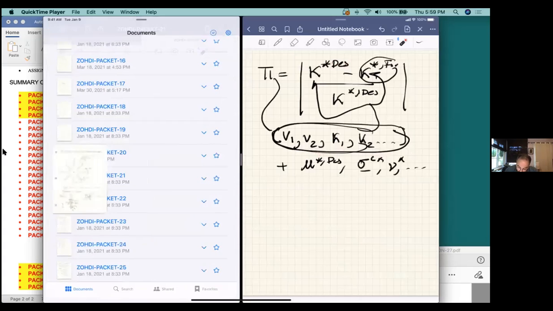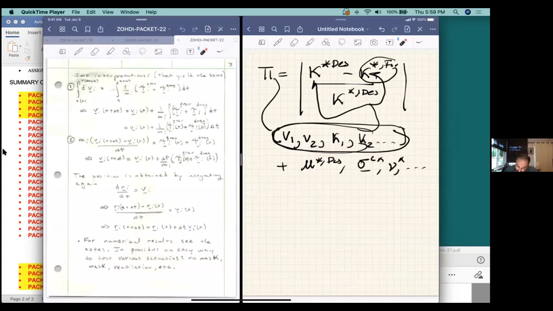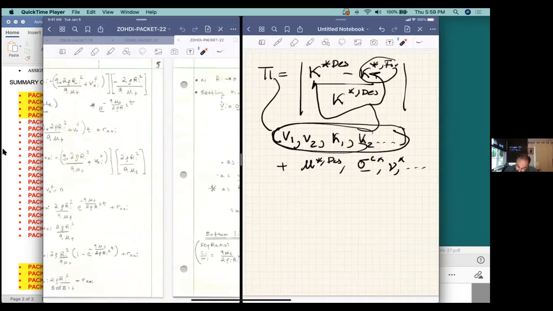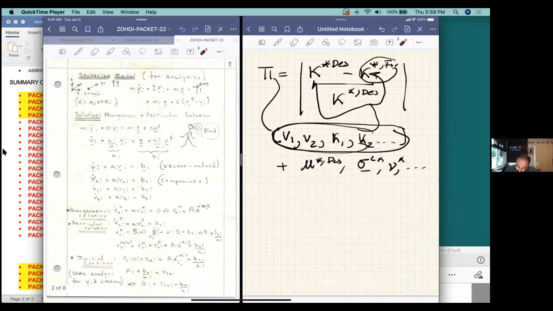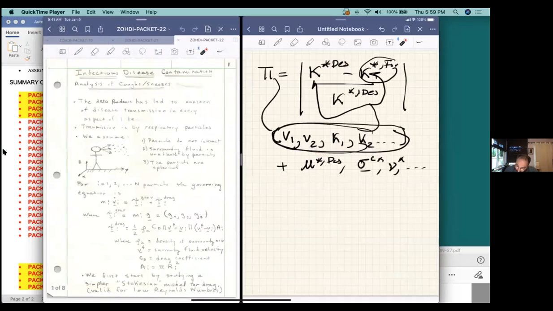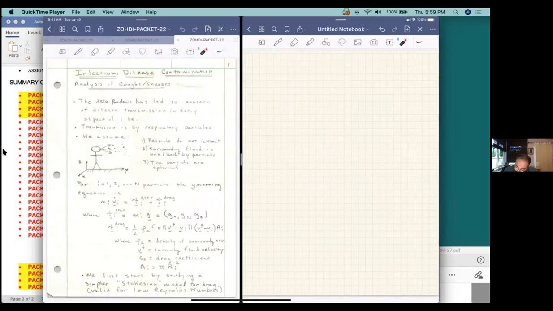So that was packet 20 and 21. Packet 22, we got into COVID-19. And again, that one is a relatively straightforward problem. Again, there were a lot of different possibilities of what to do. So if we look at packet number 22, packet 22 basically is an analysis of someone coughs, and we'd like to know where does that stuff go.